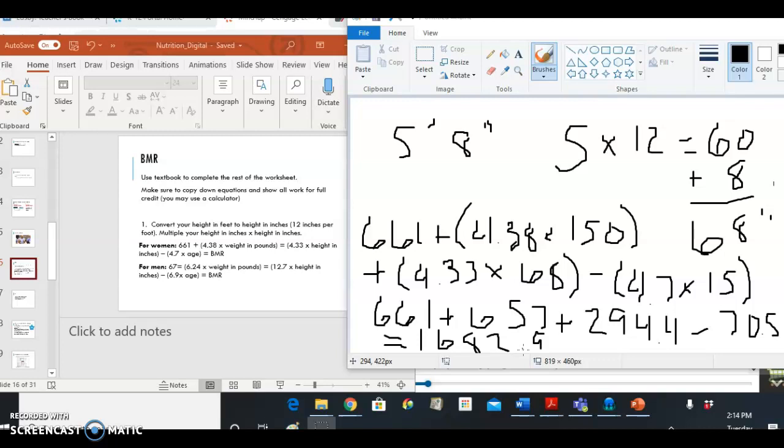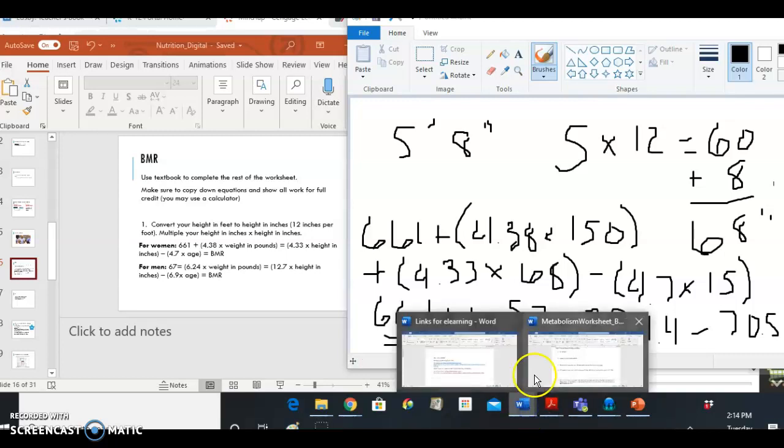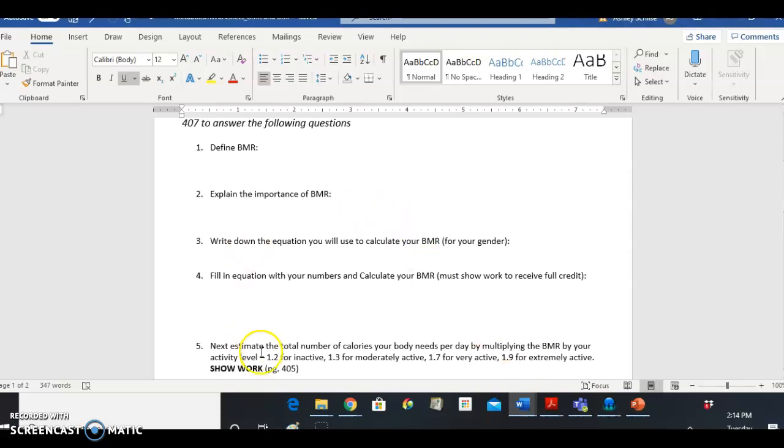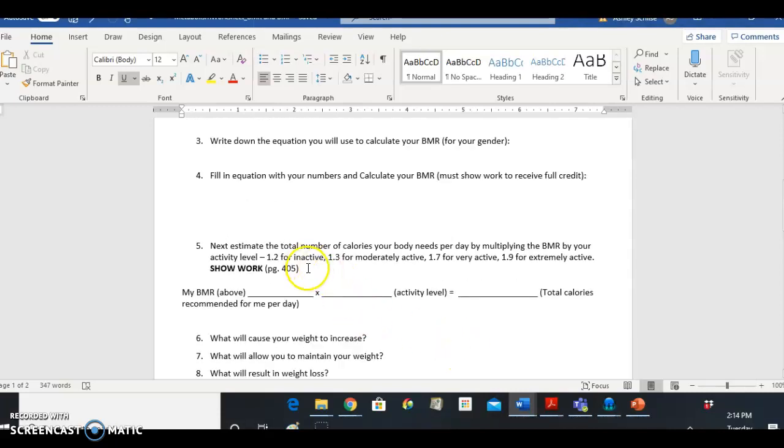All right, and so once you do that, on your worksheet, you can see then you're going to need to take that number, that 1,683, and multiply it by your activity level. If you're inactive, if you're moderately active, very active, and then extremely active. And the book does talk a little bit more about what those mean.